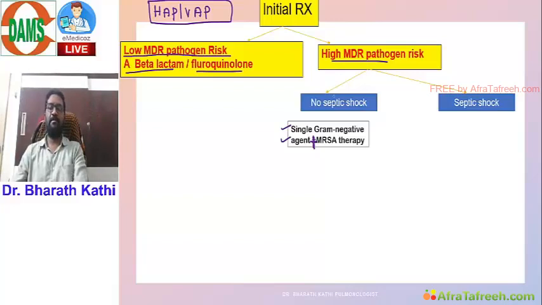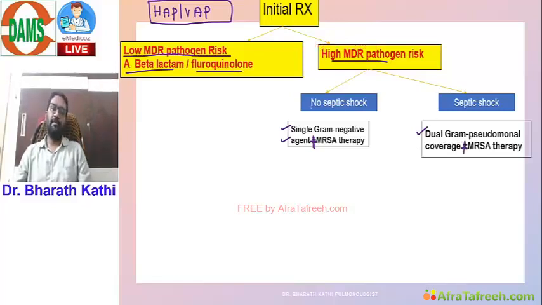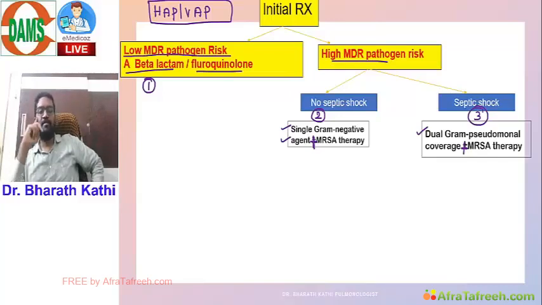Now, if the patient is in septic shock, you need to give 2 gram-negative pseudomonal coverage. So 2 anti-pseudomonal drugs should be given, and along with that, MRSA therapy should be given. So here we give 2 antibiotics. See the difference. Here 1 antibiotic, here 2 antibiotics, here we give 3 antibiotics, depending on the severity of the disease. Generally, with low MDR risk, 1 antibiotic is sufficient. High MDR risk, no septic shock, 2 antibiotics. High MDR risk with septic shock, we should give 3 antibiotics.